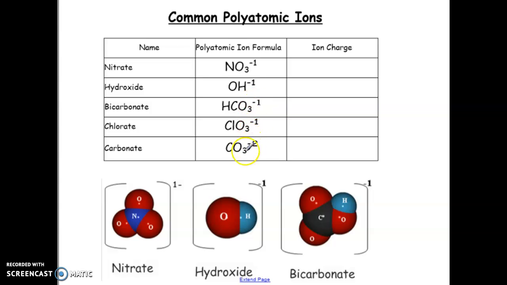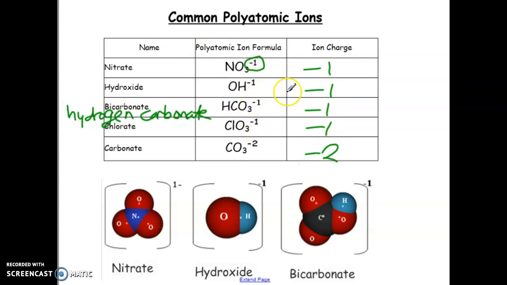So here are some common ones. We have nitrate, which is NO3, hydroxide, which is OH, bicarbonate, which also goes by another name, hydrogen carbonate, which is HCO3, chlorate, chlorine and oxygen, and carbonate, CO3. The charge of the ion is always in the top right-hand corner, like it would be with any other ion. The charges can be seen on our ion chart here. This is just to show you how they come together.